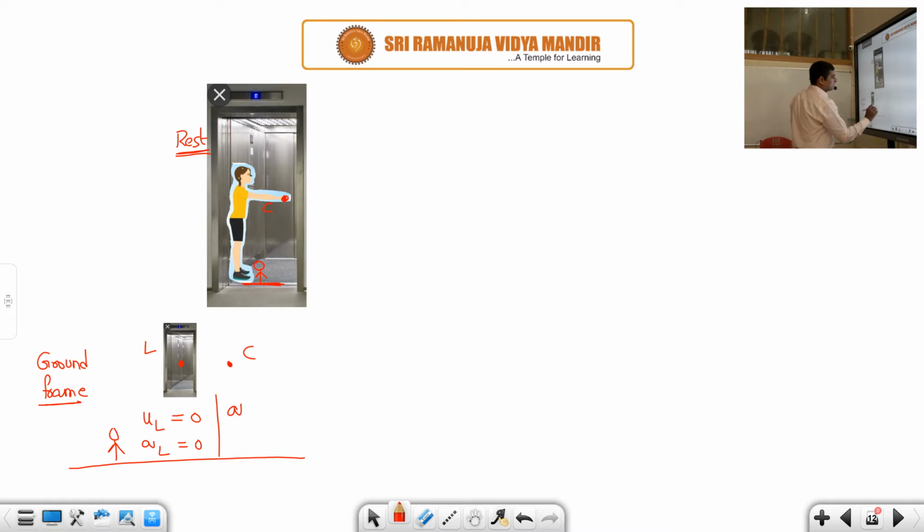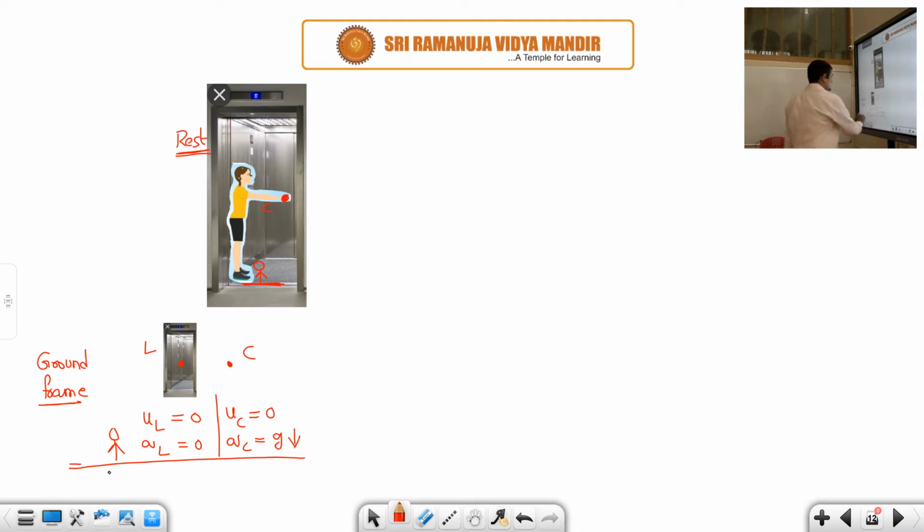Same way, what is the velocity of the coin, students? Velocity of the coin, that is also 0. Why? Because even though it is dropped, it will have the same velocity as that of the moving body here. Moving body means the lift, which is at rest. Same way, what is the acceleration of the coin, students? It is g downwards.